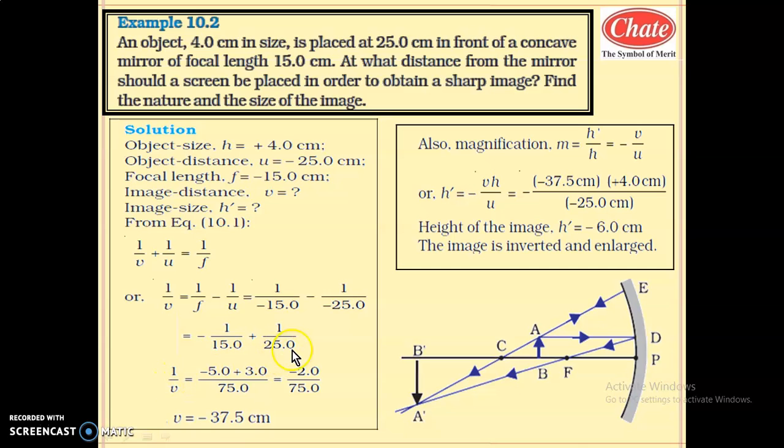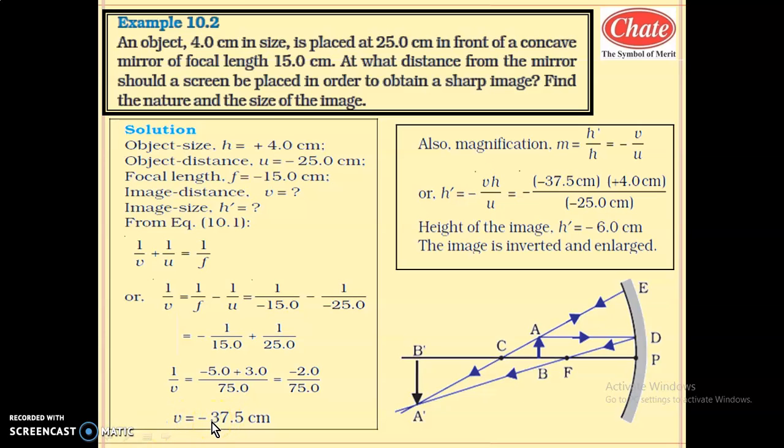So 1 by V equal to, on solving this, here LCM is taken as 75. It will be minus 5 plus 3, that is minus 2 by 75. Hence taking the reciprocal on both sides, V will be minus 37.5. Whenever you are taking the value, the sign is also meaningful. V is negative. Negative means the image is formed on the negative side.